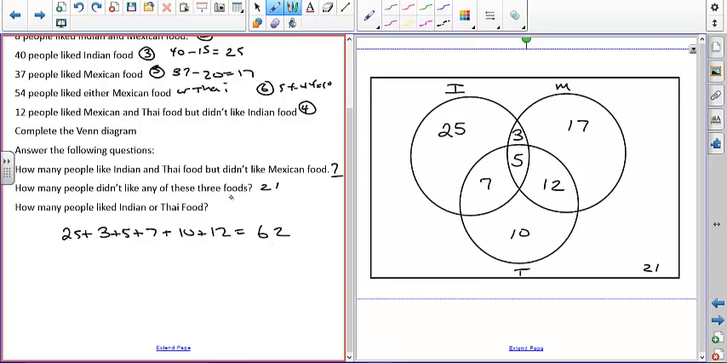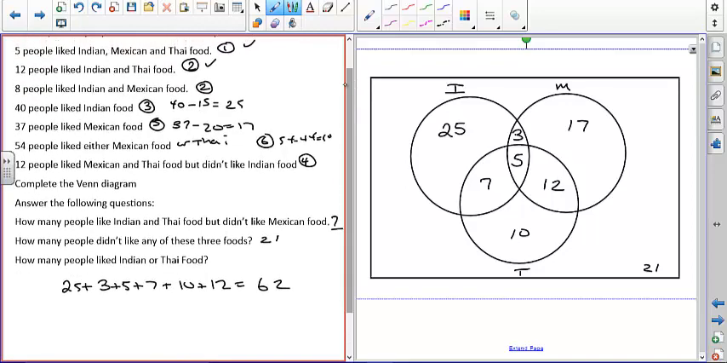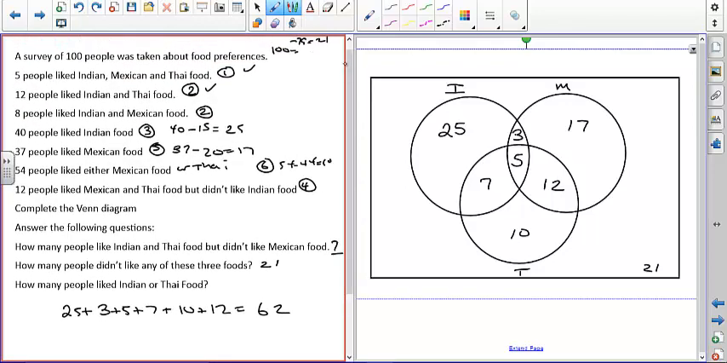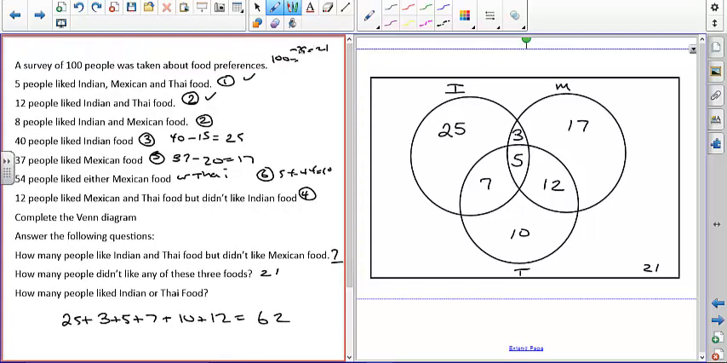Another way of doing that would be, if you go back, previously we had 79 that were in all of these. So we take 79 minus 17. That also gives you 62. So the first part is filling out the Venn diagram. Once you have the Venn diagram, you have to identify which area on the Venn diagram corresponds to these particular questions, and then you can answer the question.